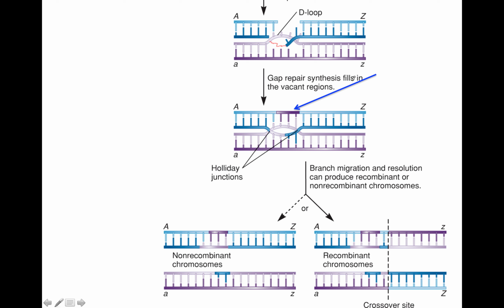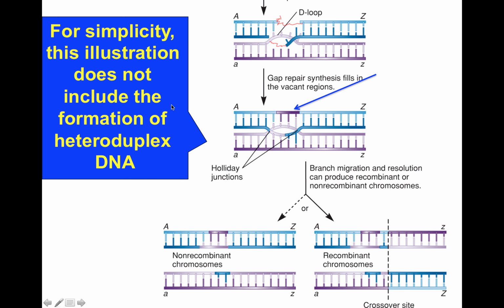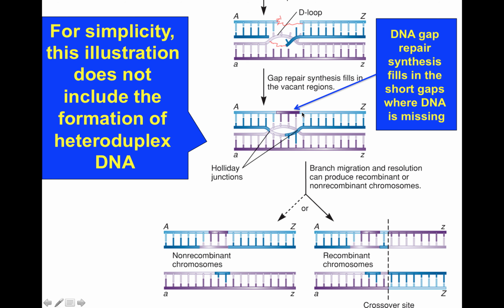The gap repair synthesis fills in the vacant regions. This is DNA synthesis right here. So here's our 3' end up here as well. So we're going to fill in the DNA up here. That's the gap. We don't show the formation of the heteroduplex DNA here for simplicity, but the DNA gap repair synthesis fills in the short region where the DNA is missing, and you can get some branch migration in either direction and resolution. And you can either end up with non-recombinant chromosomes or recombinant chromosomes. This is at the crossover site.